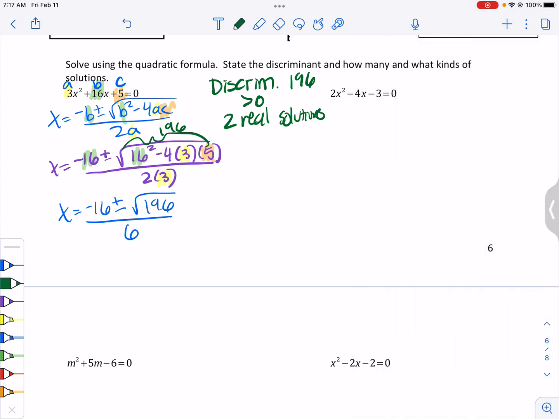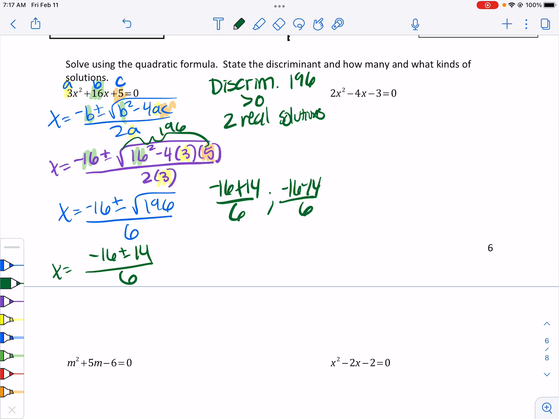So this is now negative 16 plus or minus 14 over 6. So again, this represents two problems. Negative 16 plus 14 over 6, and then negative 16 minus 14 over 6. Okay? Negative 16 plus 14 is negative 2 over 6, can reduce to negative 1/3. Negative 16 minus 14, you are in debt $16, you go in debt 14 more, that means that you're in debt $30. You divide by 6, which gives us a negative 5. So these are my two answers.